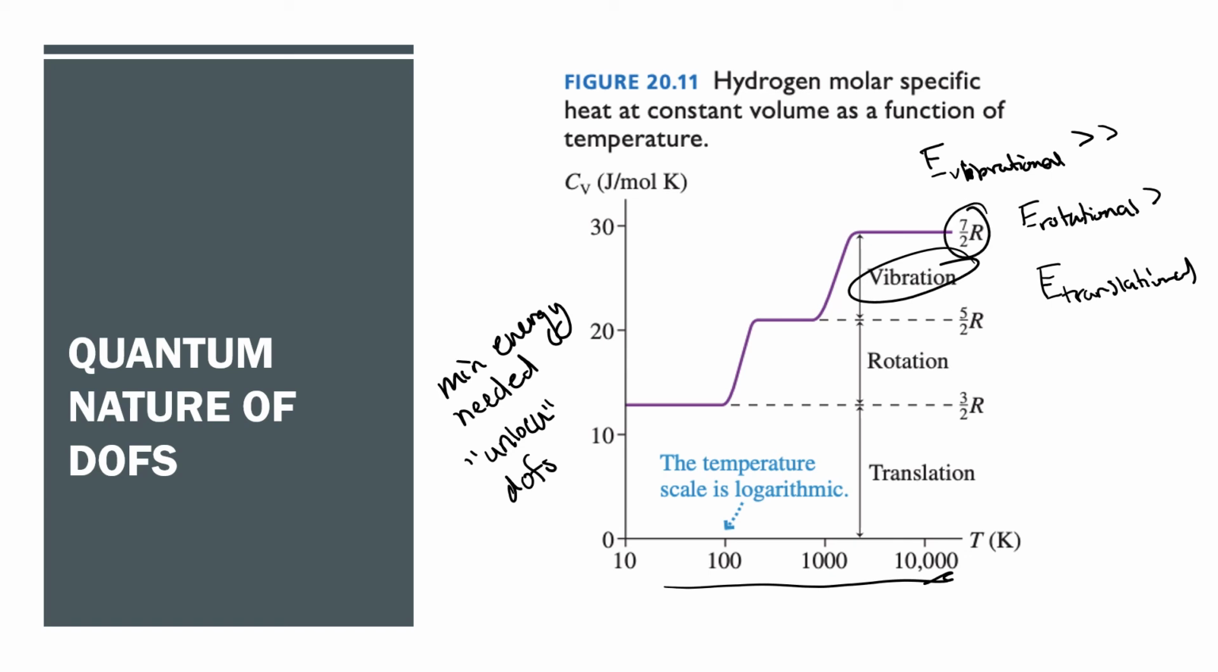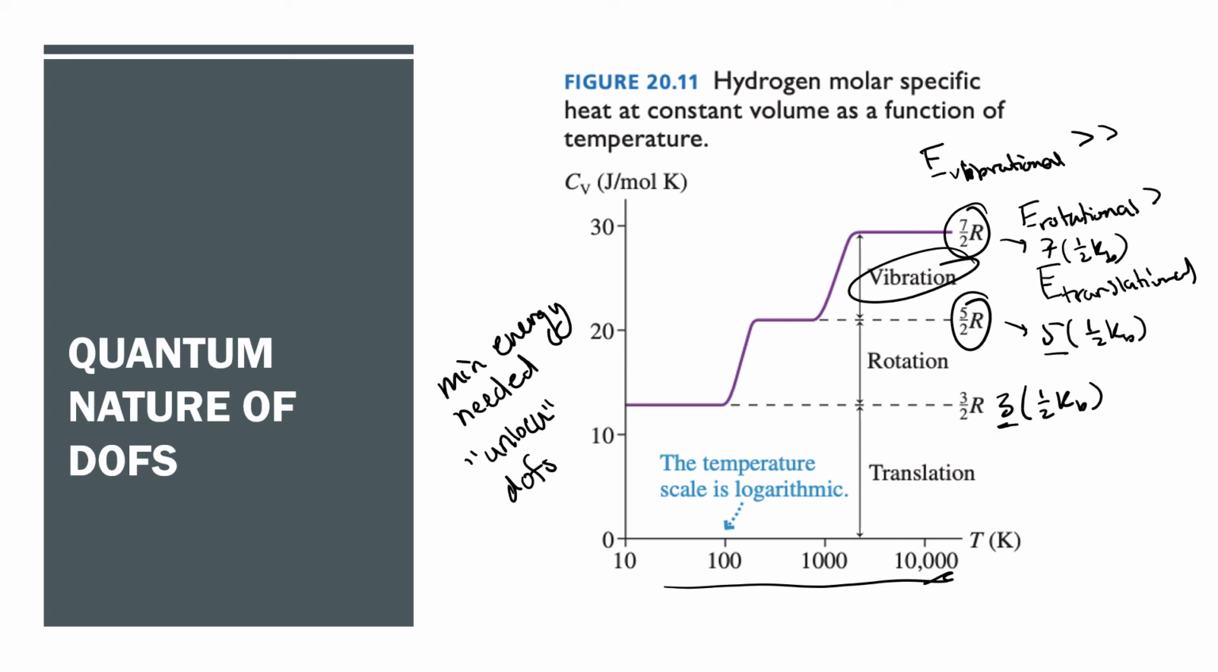But you can see that we have these values: 3 halves, 5 halves, and 7 halves. And you can see that we have R. R is basically the molar equivalent of the Boltzmann constant. Remember, R over Avogadro's number is the Boltzmann constant. So basically, I wanted you to think about these values as 3 times half kB, 5 times half kB, and finally 7 times half kB. Okay, this is how I want you to think about these values.